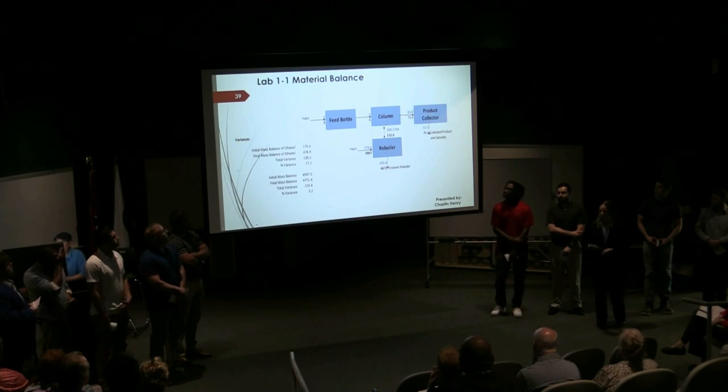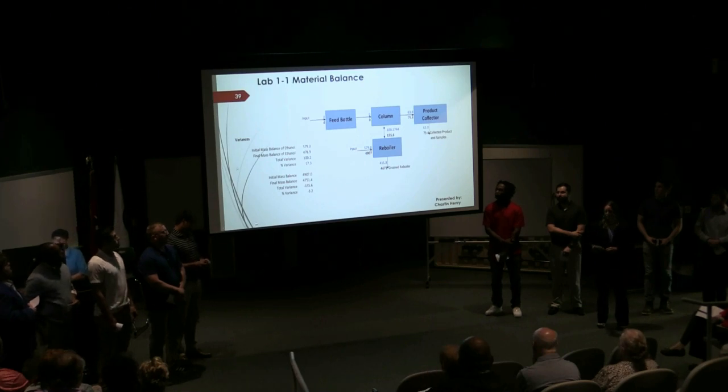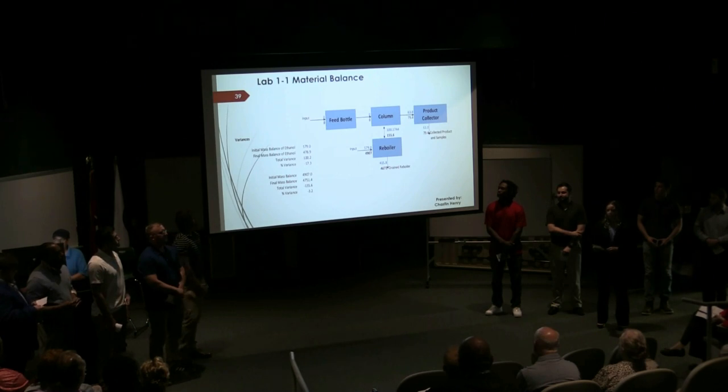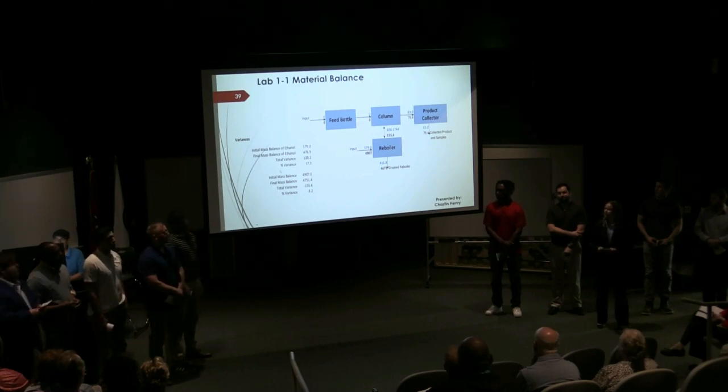So this is how we tracked our material balance. We used a block flow diagram and an Excel spreadsheet to calculate a material balance around each component. We performed a material balance for overall mass and ethanol balance. We desired ethanol within 10% and overall mass within 5%.